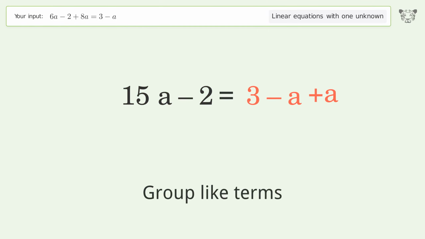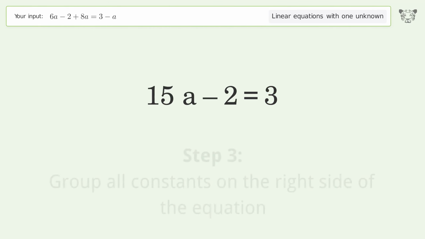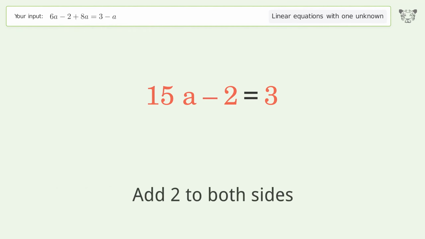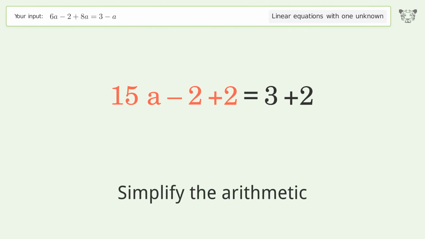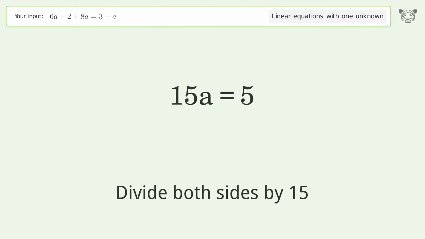Group like terms. Simplify the arithmetic. Group all constants on the right side of the equation. Add 2 to both sides. Simplify the arithmetic. Isolate the a. Divide both sides by 15.